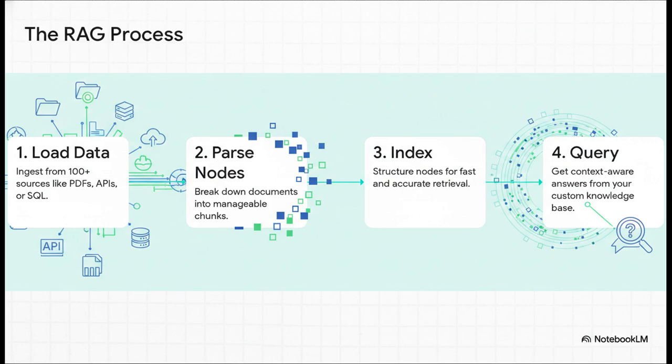And this just shows how simple the process is at a high level. It's brilliant. First, you load your data from all those different sources. Then, Llama Index parses it all into these manageable chunks it calls nodes. Next, and this is the important part, it indexes those nodes so they can be found in a snap. And finally, you can query this custom-built knowledge base to get incredibly accurate, context-aware answers.